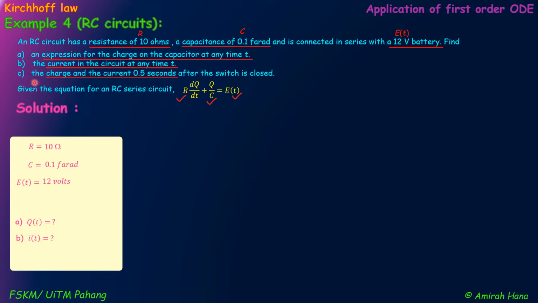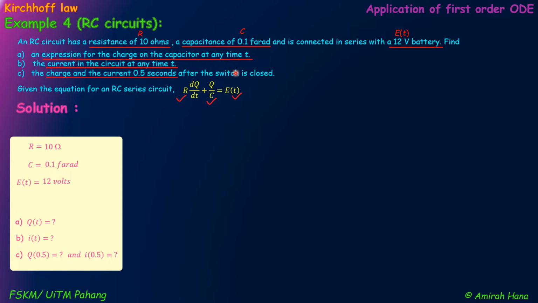And then C, the charge and the current 0.5 seconds after the switch is closed. So we can write here C, q(0.5), meaning the charge 0.5 seconds after the switch is closed, equals question mark, and i(0.5) means the current 0.5 seconds after the switch is closed.